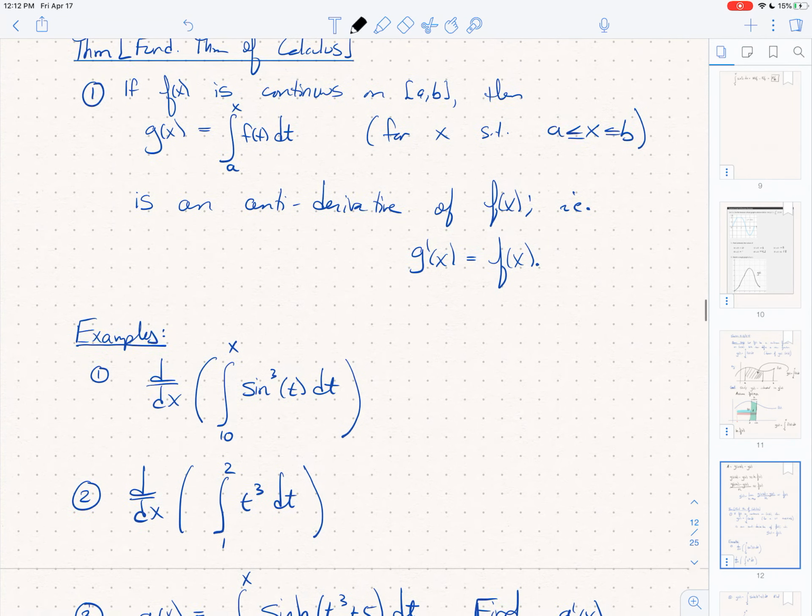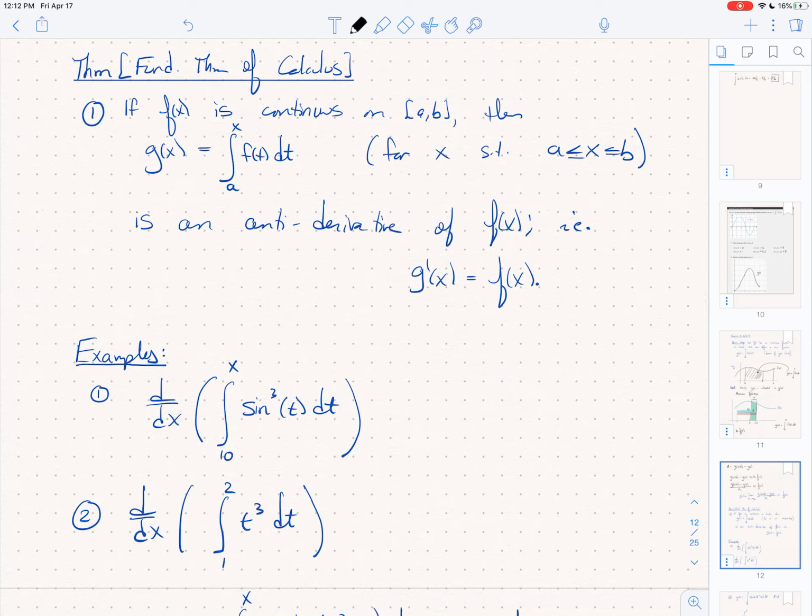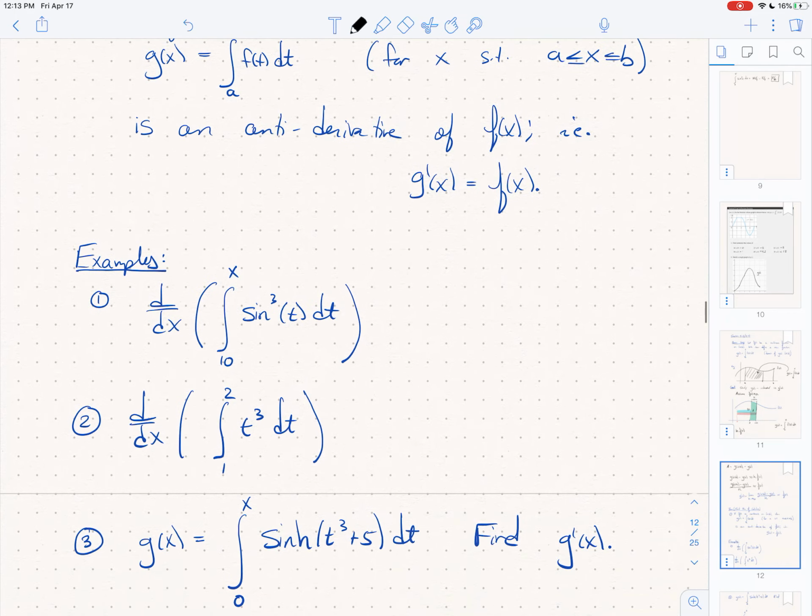So we just went over the Fundamental Theorem of Calculus, Part 1, and it says that if you have this function g of x, then g prime is just f of t. In other words, g is an antiderivative of this little f. And so let's take a moment and look at this problem.